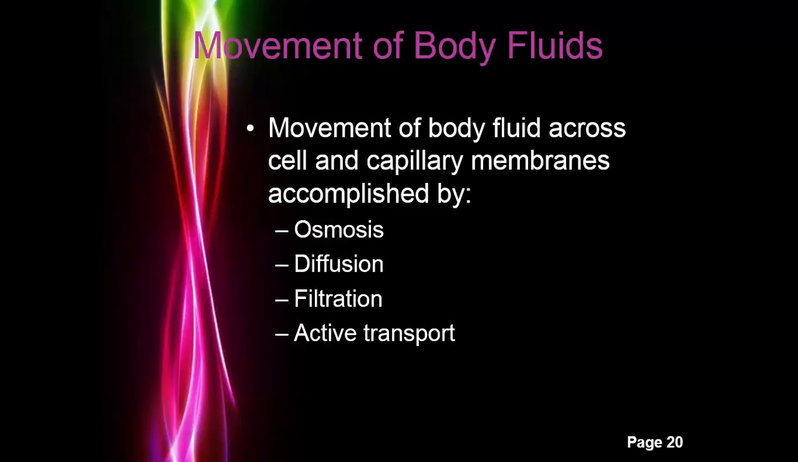Looking at movement of body fluids. Movement of body fluids across cell and capillary membranes is accomplished by several different methods. These membranes are completely permeable to water but are selectively permeable to solutes, which are small particles. These are your ions, oxygen and carbon dioxide, that move easily across. Large particles like glucose and proteins have more difficulty. Electrolytes and solutes move by osmosis, diffusion, filtration, and active transport.